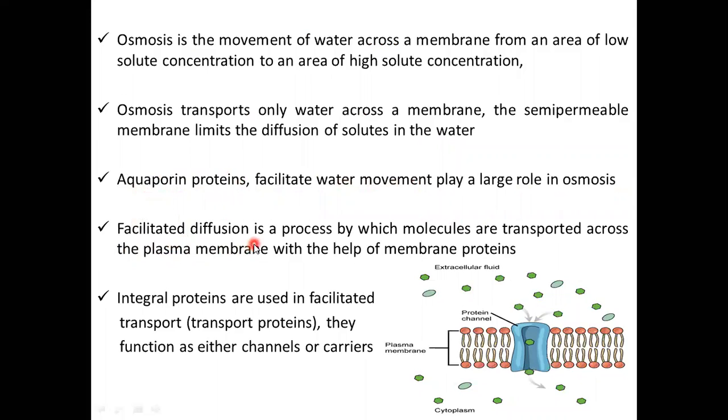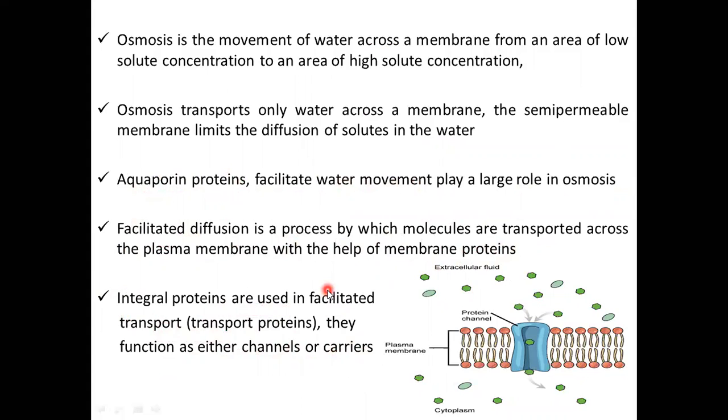Next is facilitated diffusion. It is the process by which molecules are transported across the plasma membrane with the help of membrane proteins. So in facilitated diffusion, a membrane protein is involved. Integral proteins are used in facilitated diffusion, which are also known as transport proteins. They function either as channels or carriers.